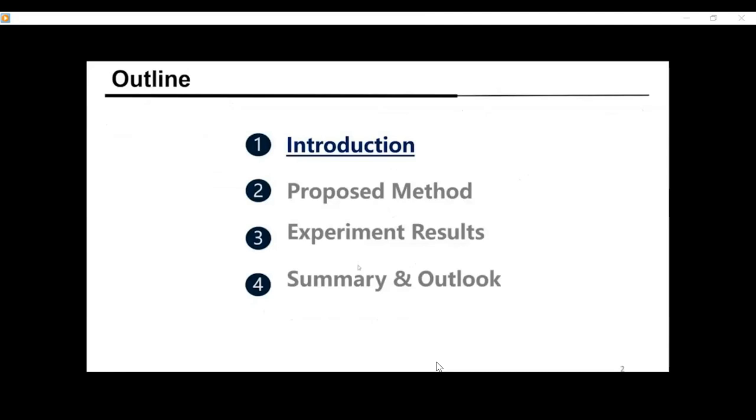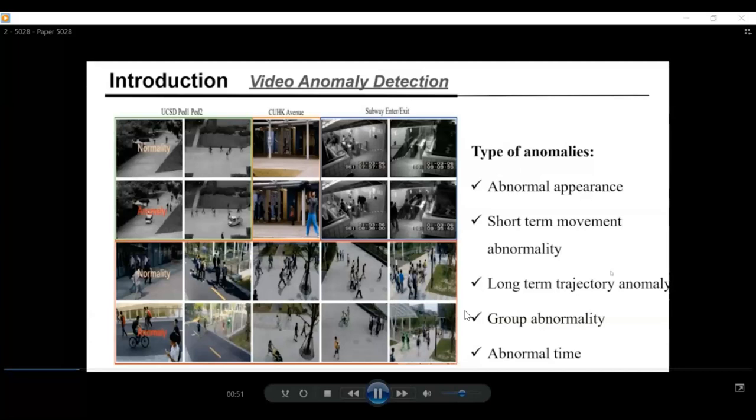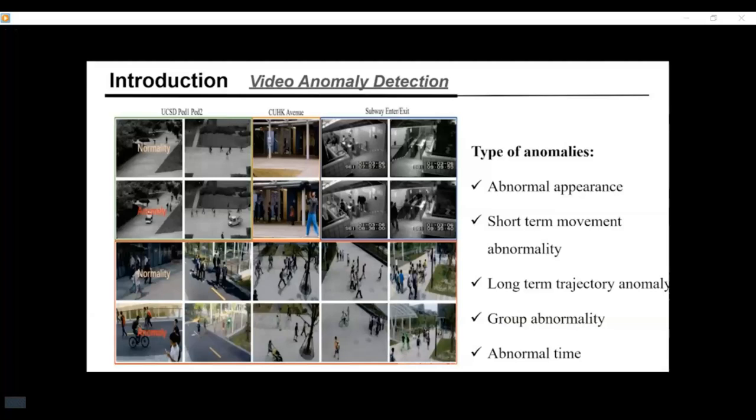First of all, there is the introduction of video anomaly detection. The types of anomalies in surveillance video are very complex, and can be roughly divided into abnormal appearance, short-term movement anomalies, long-term trajectory anomalies, group anomalies, and abnormal time.